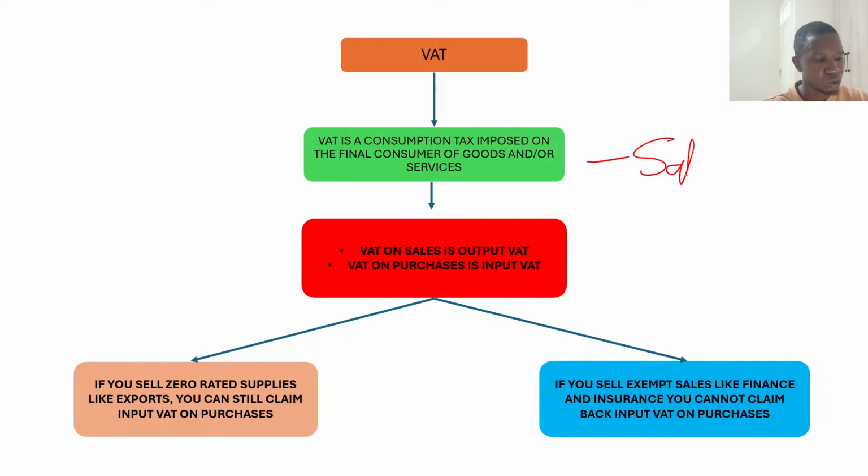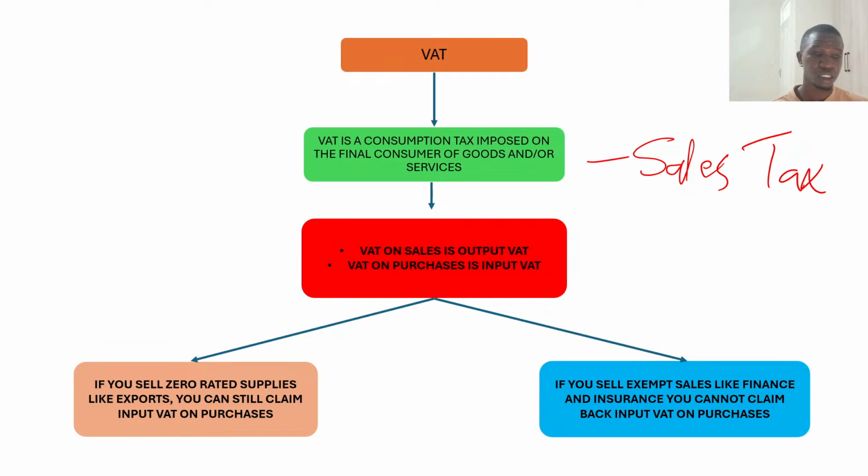Previously, we had what we called sales tax. This one was not charged through the value chain, like from manufacturers to distributors. It was only charged on the final consumer. So VAT came, which charges VAT throughout the whole supply chain. So it's a consumption tax which is meant for the final consumer to pay. So it's paid by everyone.